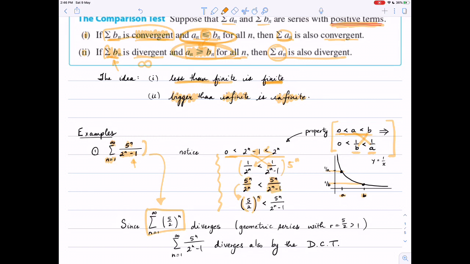And here is the nth term of the series that we wanted to establish the convergence or divergence of. Since the series, the sum from n equals 1 to infinity of 5 over 2 to the n, diverges. How come? Because it is a geometric series with r as 5 over 2, which is greater than 1. Since this series diverges, this series, which is term for term bigger than it, diverges also by the direct comparison test.